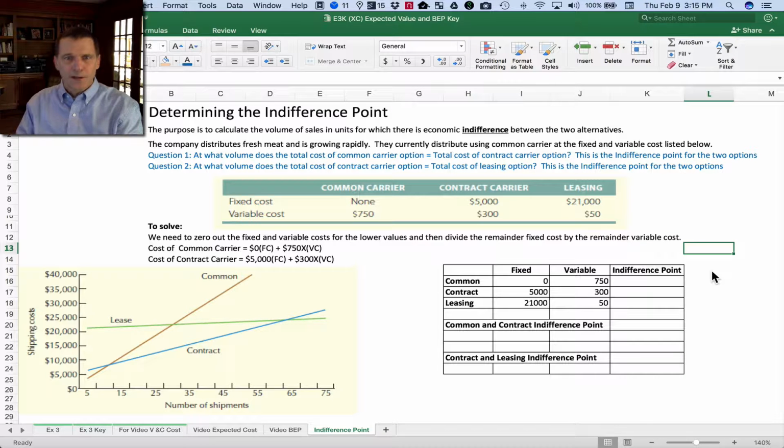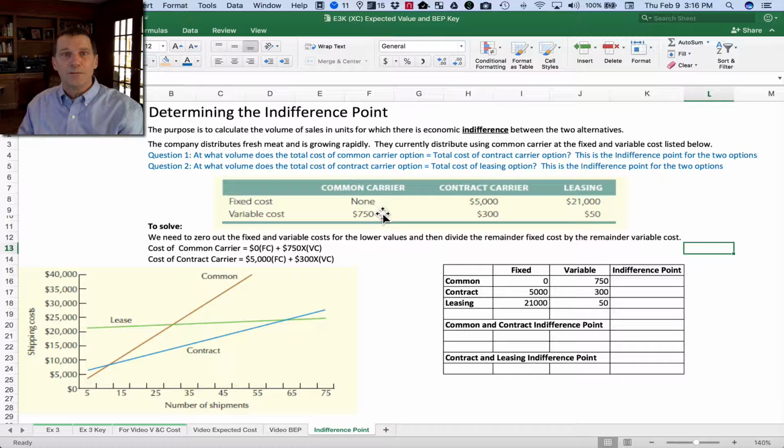And so we're going to look at an example here and use the simple formula and understand how to use it for a business that distributes some refrigerated food. They are growing, and they have three different options for capacity in how they transport those goods to their customers. They have a common carrier option, which has zero fixed cost but a high rate per shipment, $750. So the highest of the three rates per shipment.